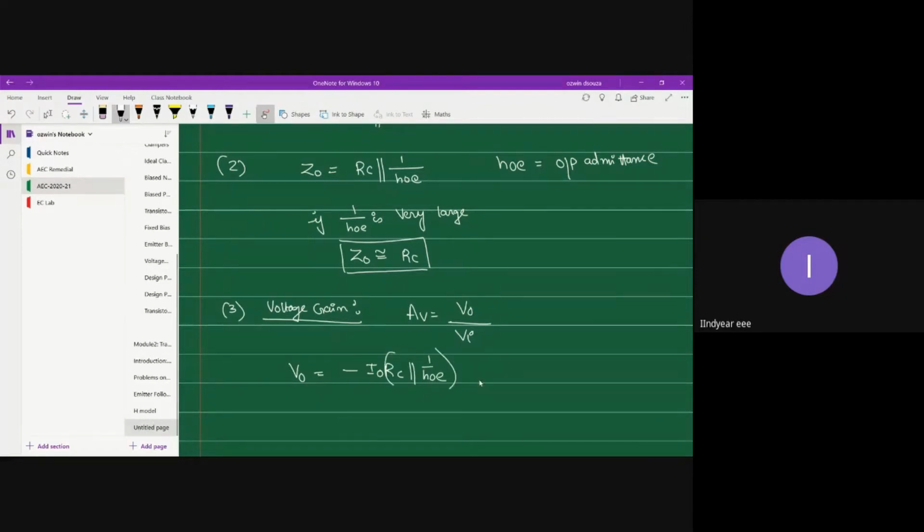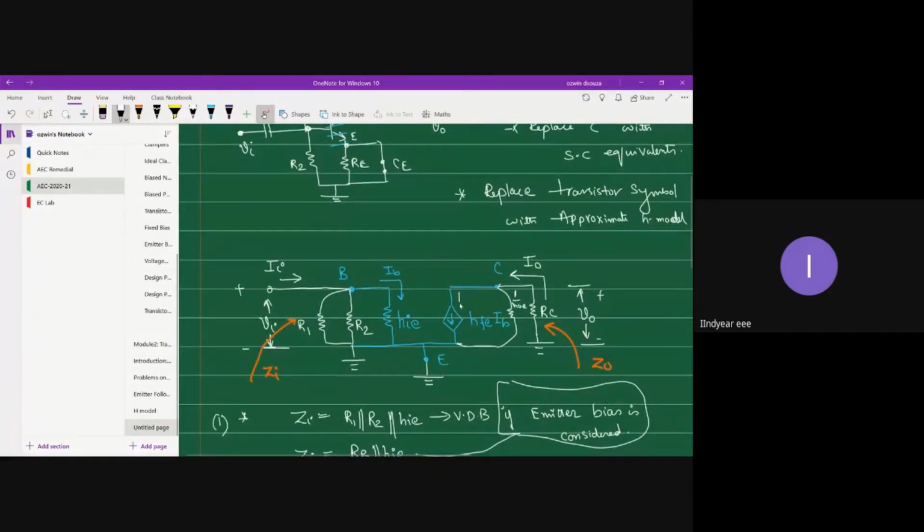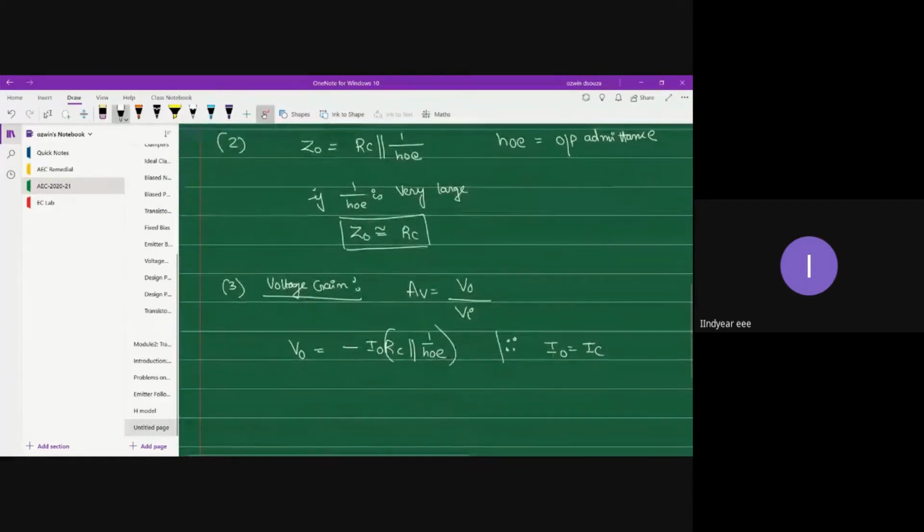And also your I0 is basically IC. Okay, because current through 1 over HOE is negligibly small, so you can write approximately I0 is equal to IC. So you can write V0 is equal to minus IC. IC is what? HFE IB into RC parallel with 1 over HOE. Okay, that's your V0.